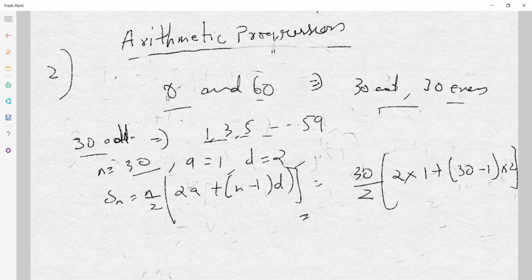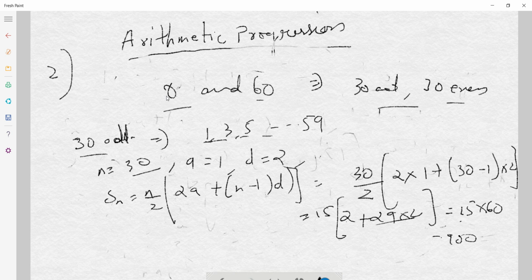It's pretty straightforward. Now this equals 15 times (2 plus 29 times 2), right? 29 times 2 is 58, so 2 plus 58 is 60. And 15 times 60 equals 900, right? So yeah, this is how you do the sum of odd numbers between 0 and 60.